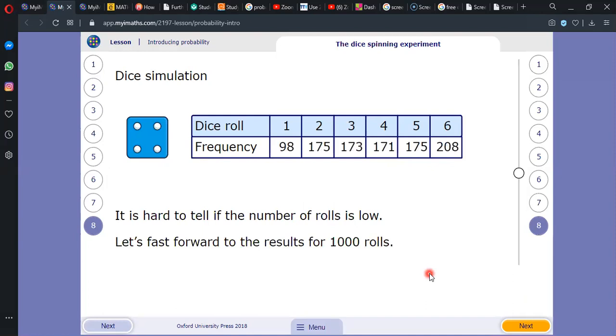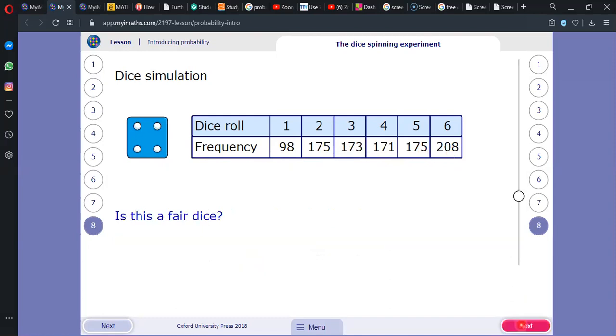But if you do a lot of trials, let's fast forward to the result for 1,000 rows. Look at what we have here. 98, 175, 173, 171, 175. All these numbers from 2 to 5 are very close numbers. That is very nice. 98 is not, 208 is far off.